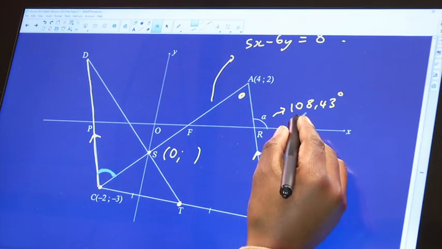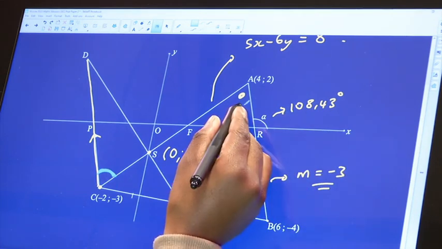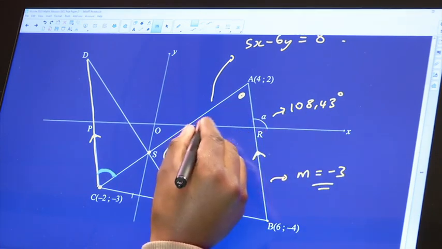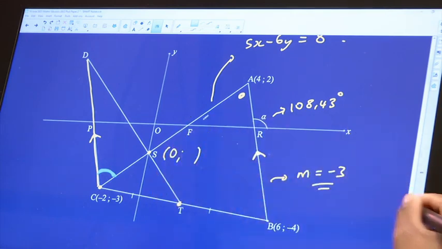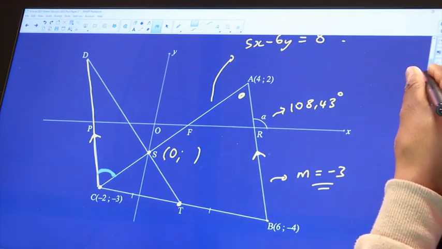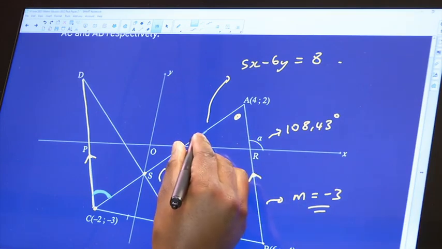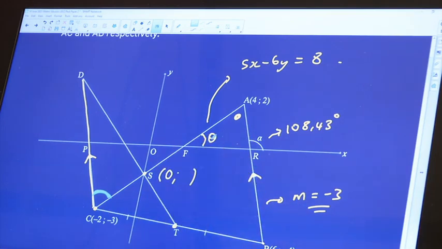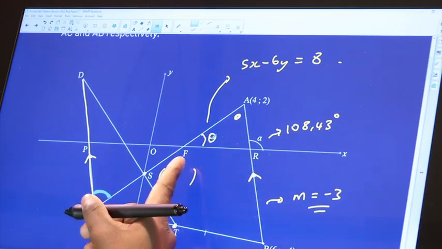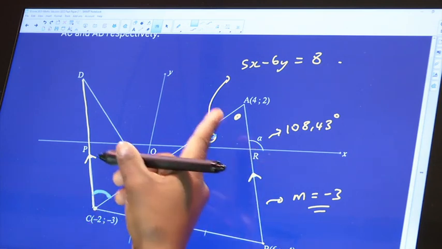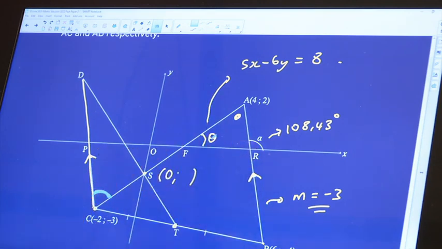Right, now I've got 108.43. So for me to be able to figure out what angle A is, I just have to figure out what this angle here is going to be. So what I'm going to do here is, first of all, work out the inclination here. We can call that theta. Okay, I'll call that theta. Theta, together with alpha, will help me to figure out A, and A will lead me to finding the angle DCA that I'm interested in.